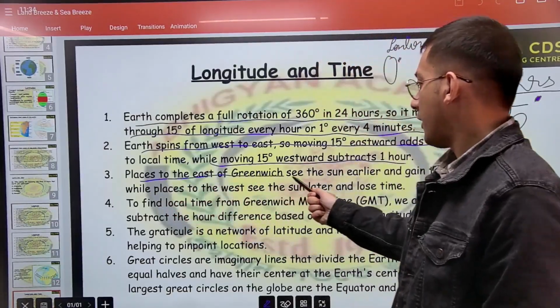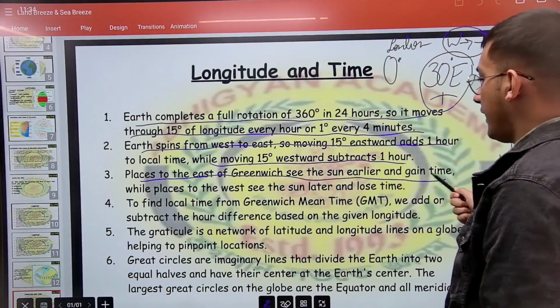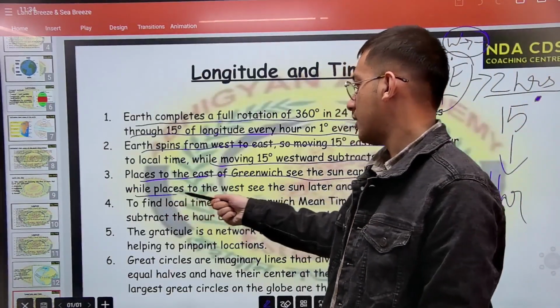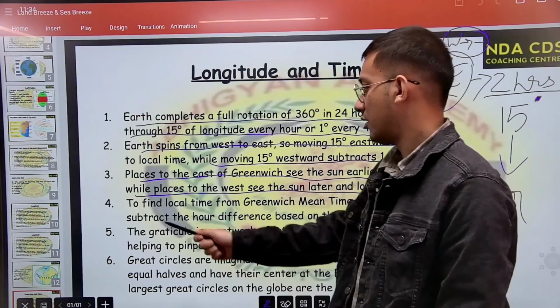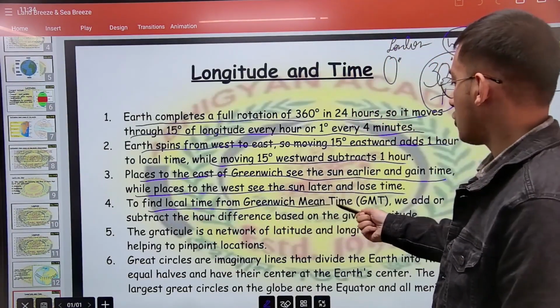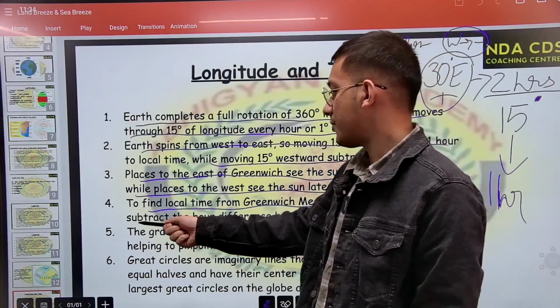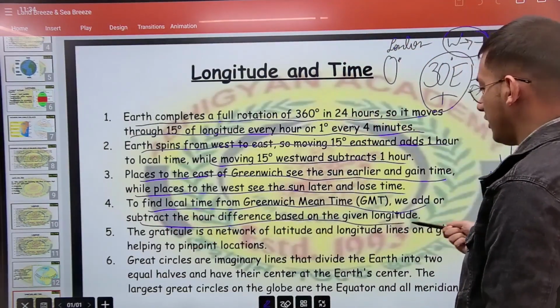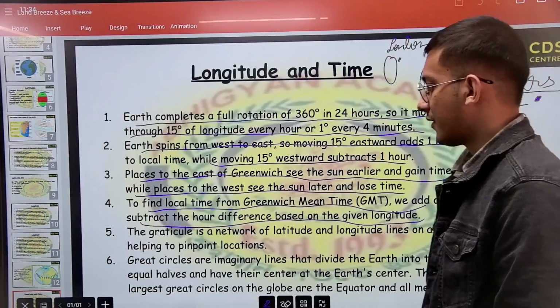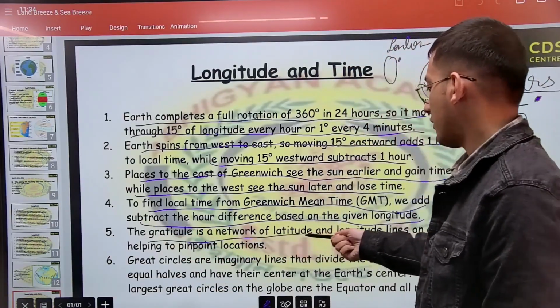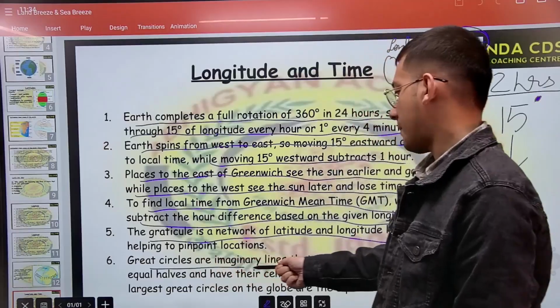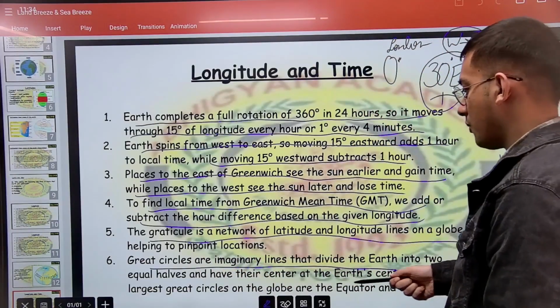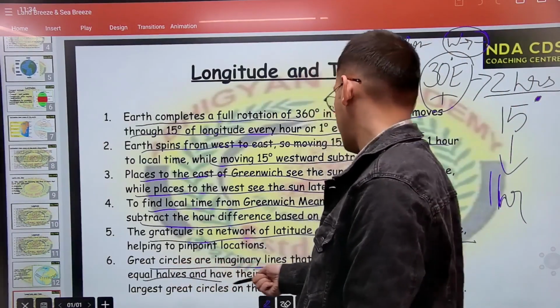Places to the east of Greenwich see the sun earlier and gain time, while places to the west see the sun later and lose time. To find local time from Greenwich Mean Time, we add or subtract the hour difference based on the given longitude. The graticule is a network of latitude and longitude lines on a globe. Great circles are imaginary lines that divide the Earth into two equal halves and have their center at the Earth's center.